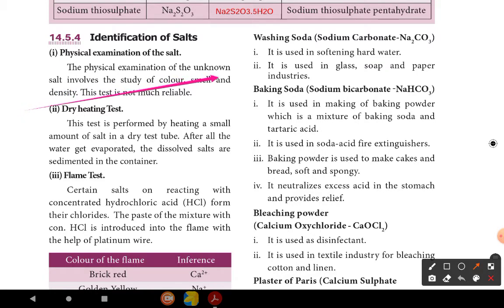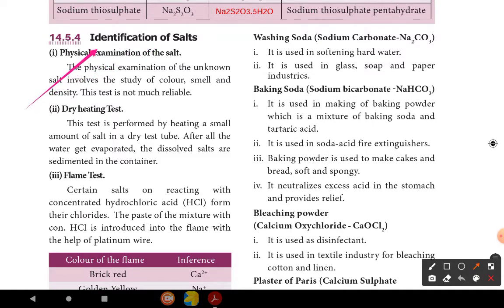If you don't know what salt it is, and they give you a salt in your hand and ask you to find out what salt it is, then you have to study the color, smell and the density. This test is not much reliable. We cannot depend on it 100%, it is not reliable. Sometimes it changes. Okay, but anyhow, this is also a test for identification of salt.